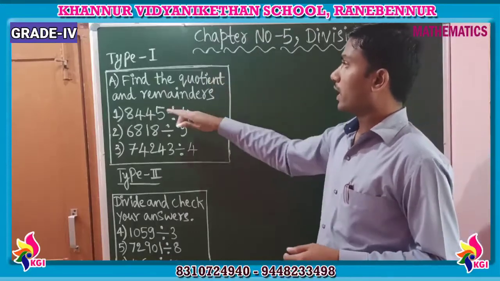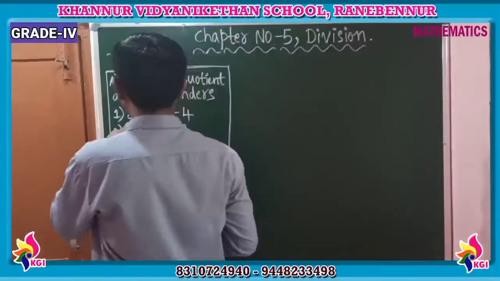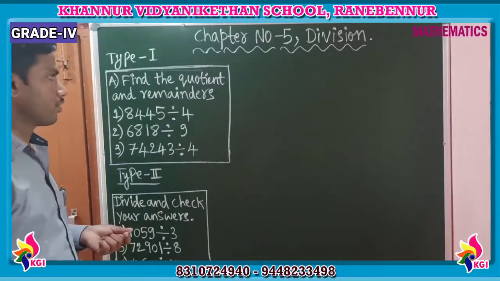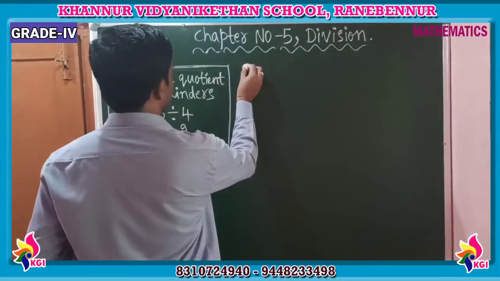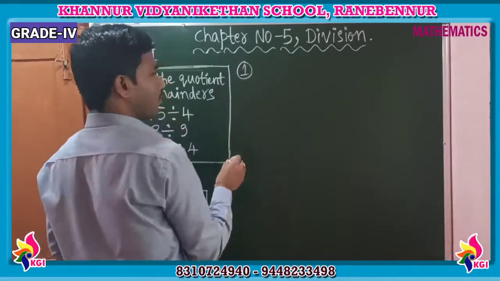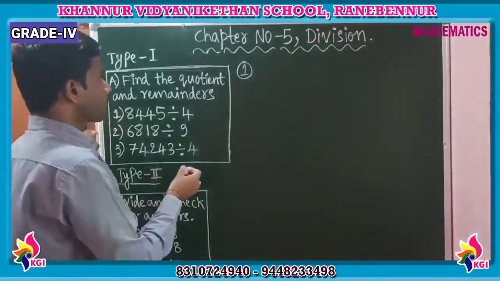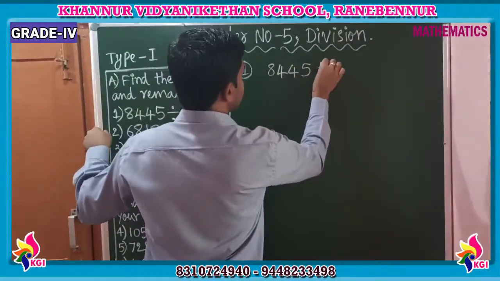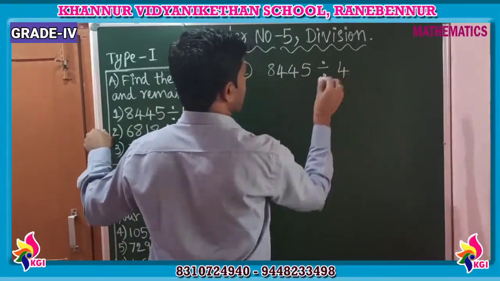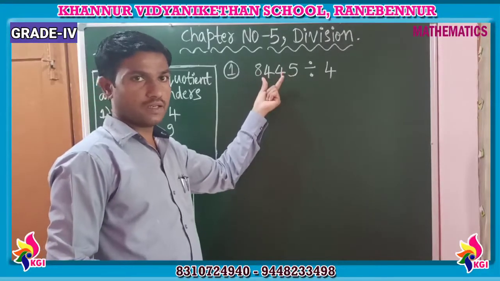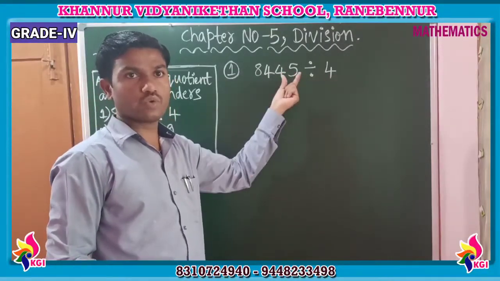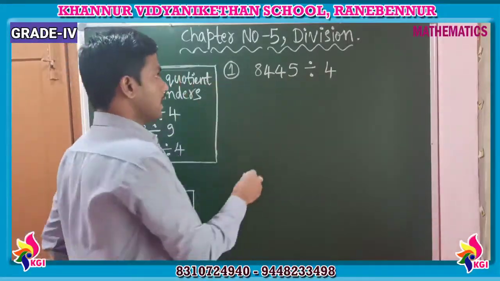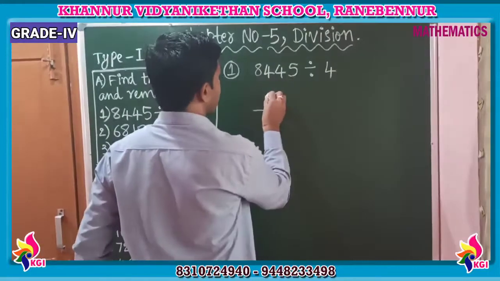First of all, I will come to the first question. It is 8445 divided by 4. Yes my dear, the first solution is like this. All of you look at the board. 8445 is divided by 4, a number divided by a one digit number. How to divide the number by one digit? Okay, 4 is a one digit number. We will start the solution.